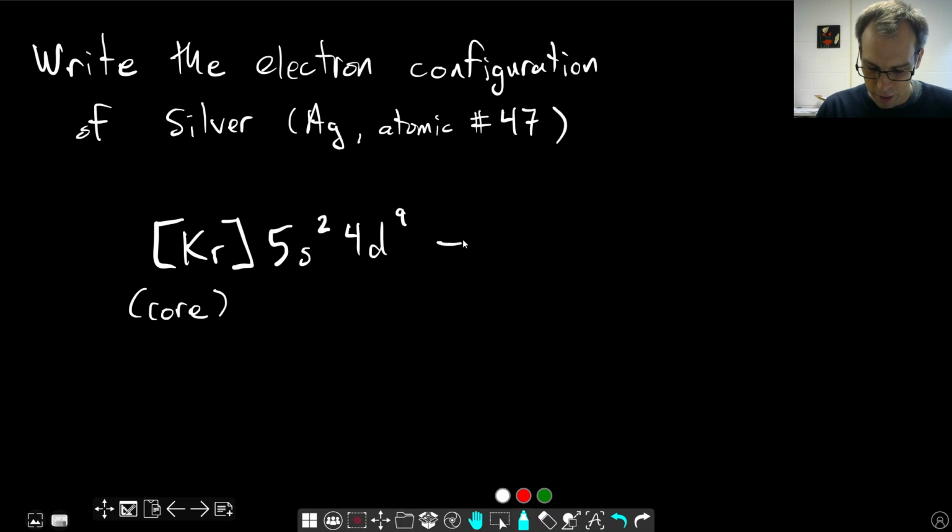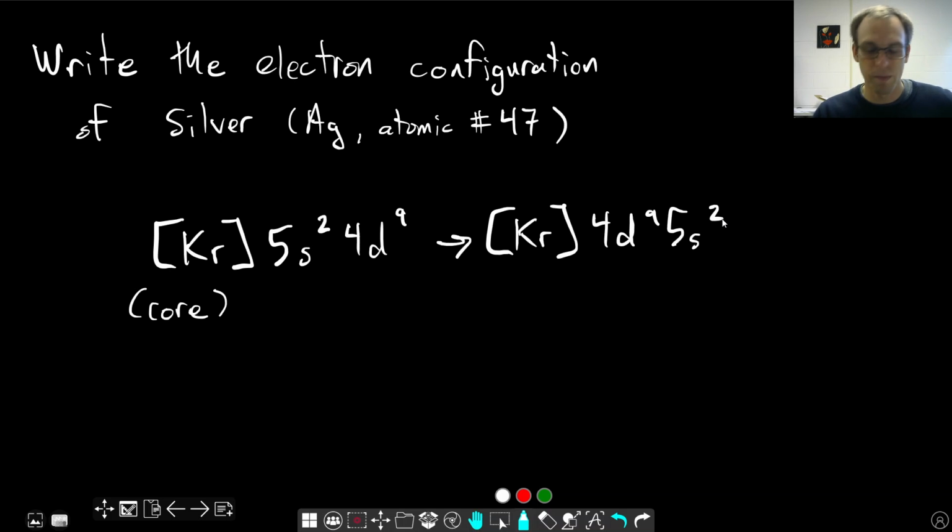Now, we more properly should write this with the 4d9 first. We put the lower value of n first, even though we fill in the s orbitals first. I would accept either one of these as being correct on an exam, so don't worry, this is not a big deal. But that is a simple way of looking at how we fill in the electron configurations.